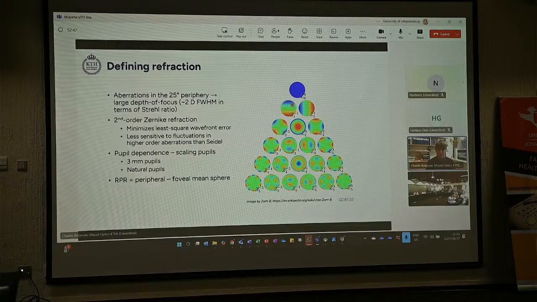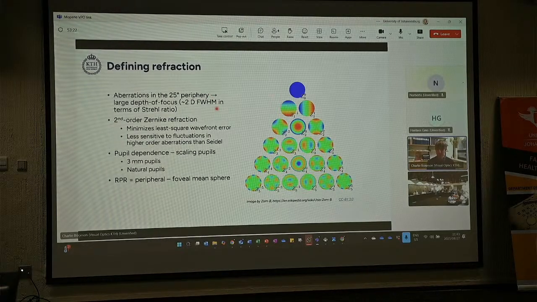And to get RPR, we of course need to define refraction both foveally and peripherally. And in the periphery, it can be a bit tricky to define refraction accurately. This is because all of the aberrations in the periphery affect the focus and the depth of focus. So we saw in our measurements that the depth of focus in the periphery at 25 degrees was almost 2 diopters, or sometimes more.